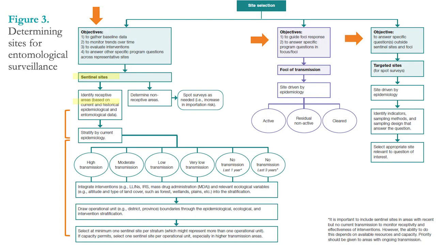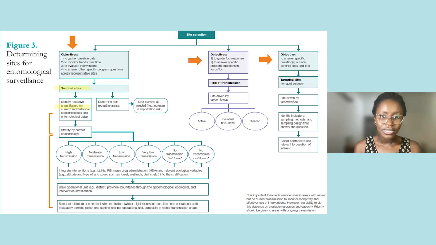The first objective box on the left side of the tree includes intervention evaluation, so I would continue down the left branch. Working through the left branch, I'm quickly informed that the appropriate site type for my priority program question is the Sentinel site. The remaining steps of the branch provide guidelines on how to select specific Sentinel sites based on receptivity and stratification. Let's move on to the next slide to look closer at this section.